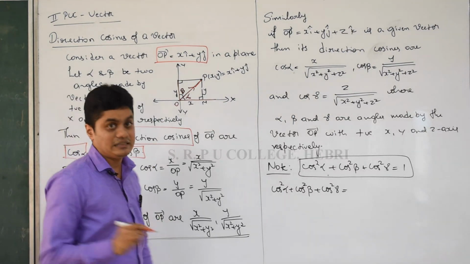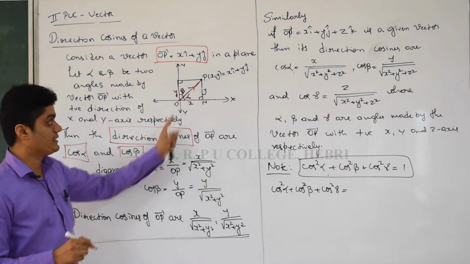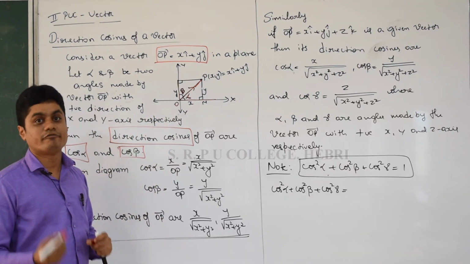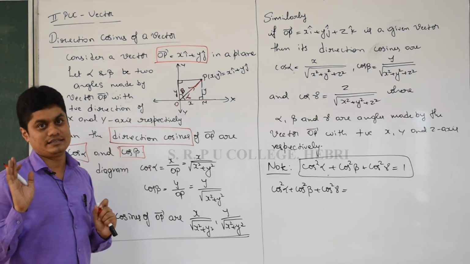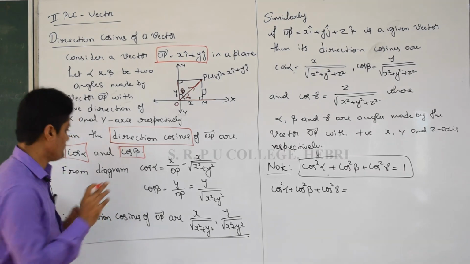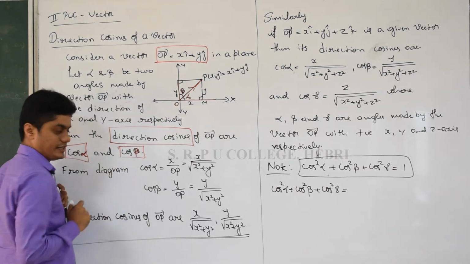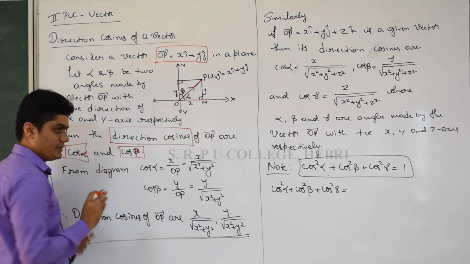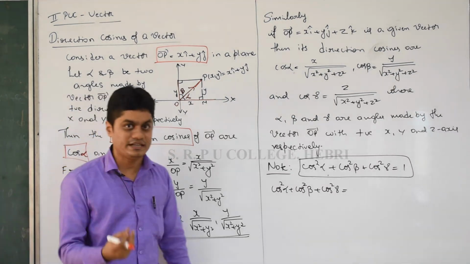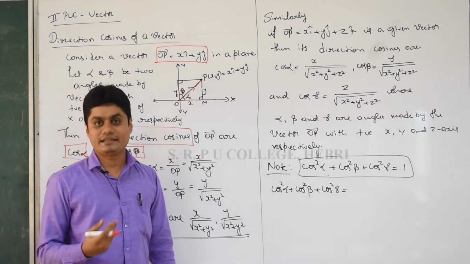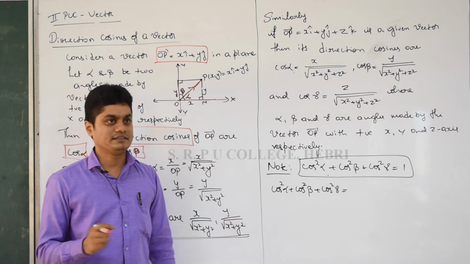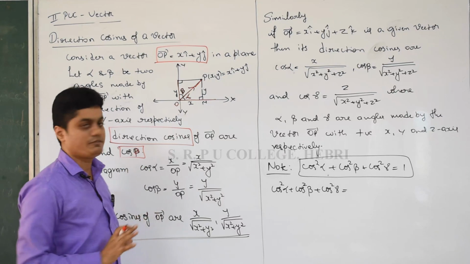What is alpha and beta? Alpha and beta are the angles made by the vector OP along with the positive x and y axis respectively. So the direction cosines of the vector are cos alpha and cos beta. Do you understand? So remember, even if you do not get the exact definition, you can define direction cosines like this. I didn't write it anywhere, but you can definitely frame your own sentence.